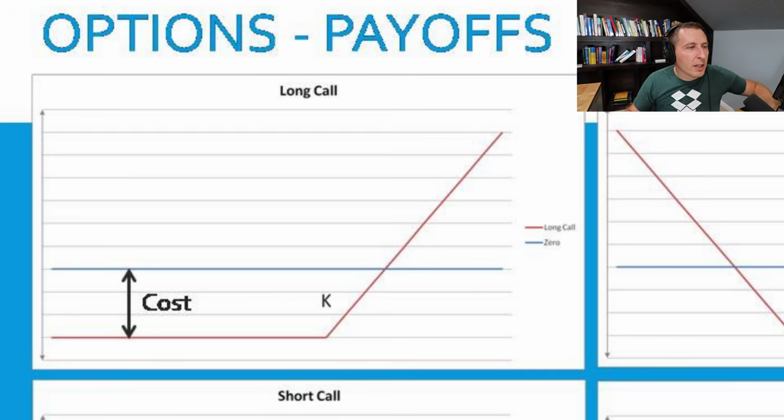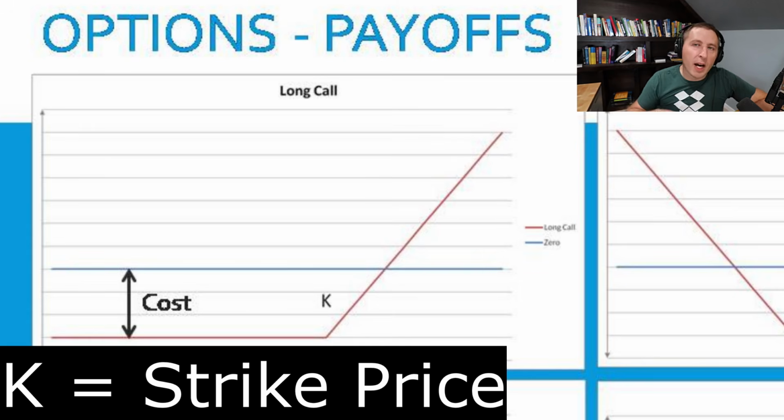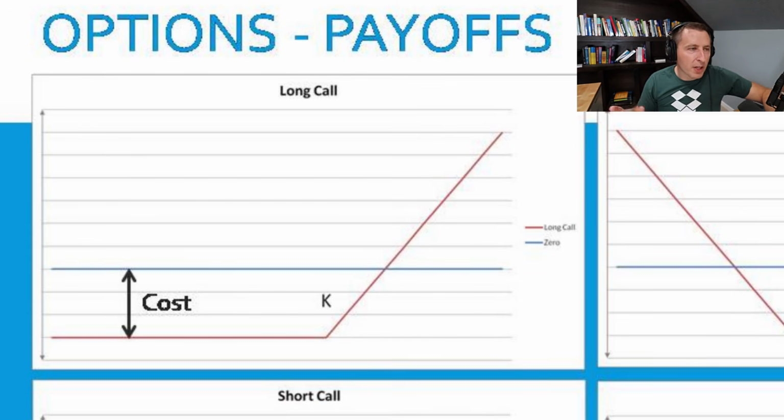So if you're long a call option here, what this means is that we are going to be the one that is holding the option, and call means you have the right to buy. So in this case, let's say K is 100. That means I have the right to buy, let's give an example of a stock, for $100 in the future, let's say in 2 months from now. So in 2 months from now, I can buy this stock for $100.